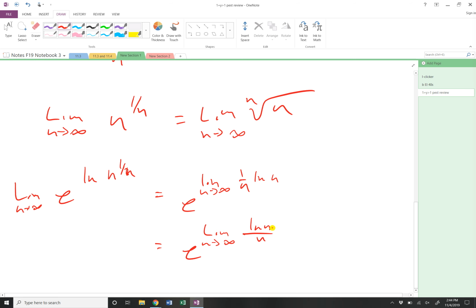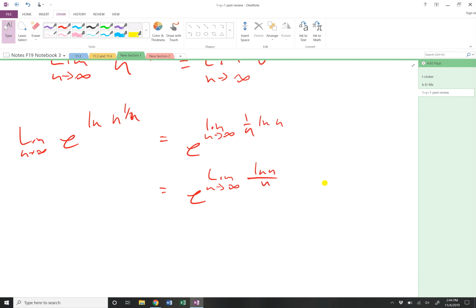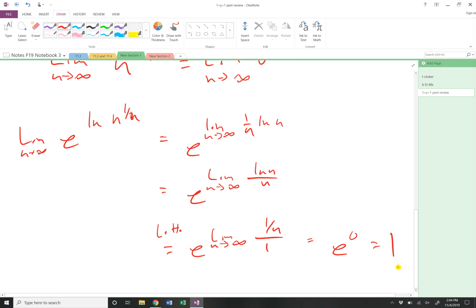So here, as n goes to infinity, I end up with an infinity over infinity. So let's do L'Hopital's rule. L'Hopital's gets us e to the limit as n goes to infinity of 1 over n over 1. That's nice, because that is just e to the 0, which is 1.